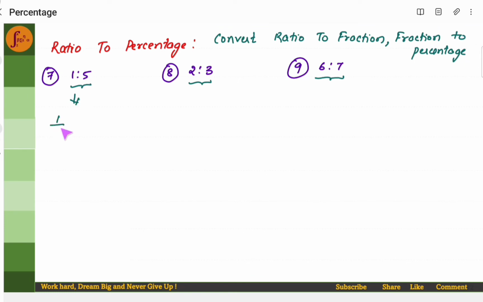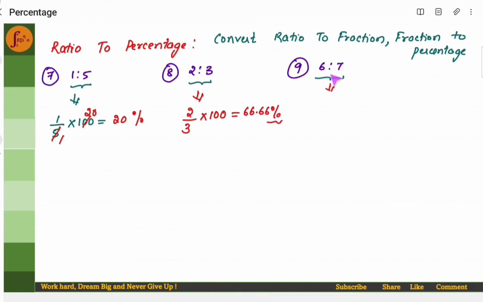1:5 can be written as 1 by 5, correct? Now this became a fraction. Now I multiply with 100 and then put a percent symbol. This will be 5 ones are 5, 5 twos are 10, so this will be 20, and then I'll put the percent symbol. Similarly here, 2:3. I'll write it as fraction, 2 by 3, multiply with 100, right? So whatever I get, 200 by 3 is nothing but 66.66%. I put the percent symbol.